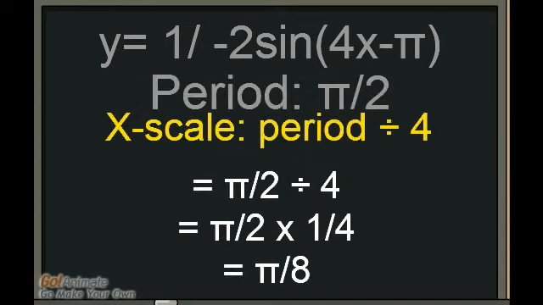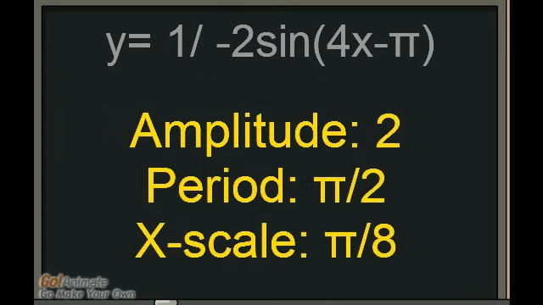Next, x scale determines your starting point on your graph. To find your x scale, take the period and divide it by 4 and if you solve it, the answer will end up pi over 8. Now that we have all the factors that we need, we can now graph our sine function.